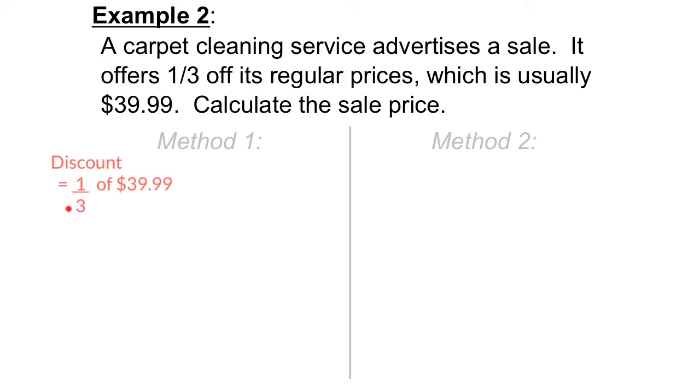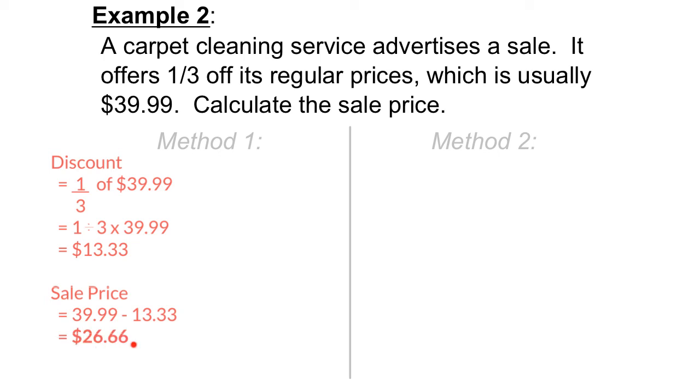So the discount is 1/3 of the regular price. Now just remember what a fraction means. 1/3 just means 1 divided by 3. So I can do this calculation 1 divided by 3 times 39.99, which works out to $13.33. So my discount is $13.33. To calculate the sale price, I take my regular price and subtract the discount, which ends up being $26.66 as the sale price.